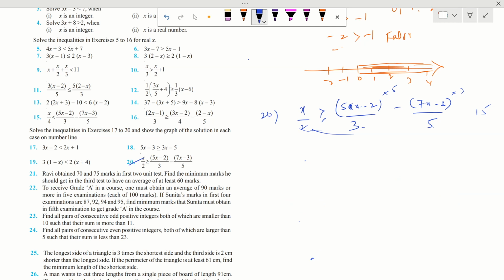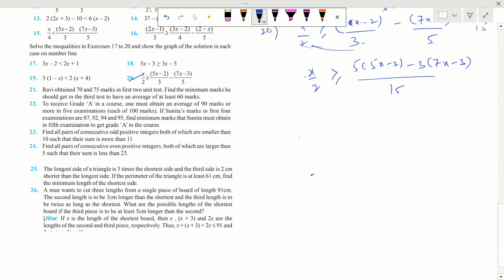Okay, so here 5x is there, then if we multiply this one, x by 2 greater than or equal to, here we have to multiply by 5. 5 into 5x minus 2, and here 5 times 3 is 15, then it is minus 3 into 7x minus 3, right? So 15 divided by 15 is there. So 15 I will take to this side. 15x divided by 2 greater than or equal to 25x, 5 times 2 is 10, and this 3 times 7 is 21x, and 3 times 3 is 9, plus 9.